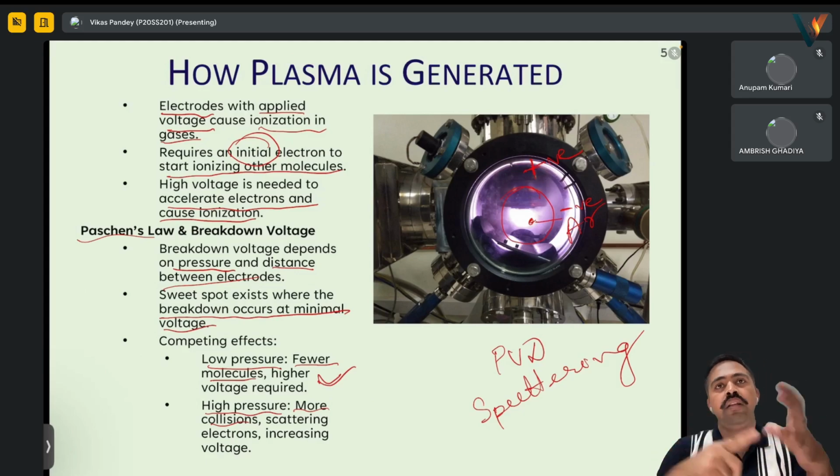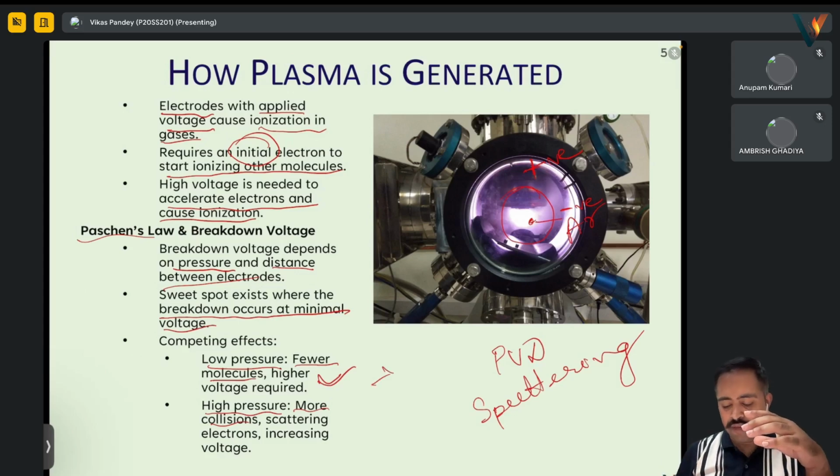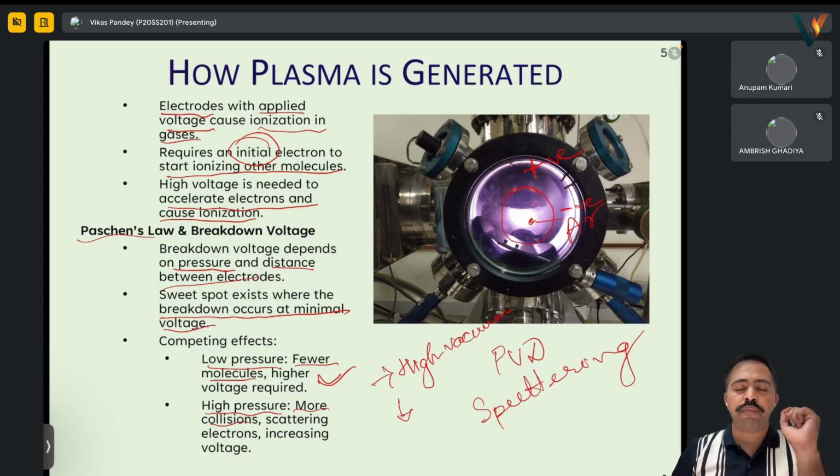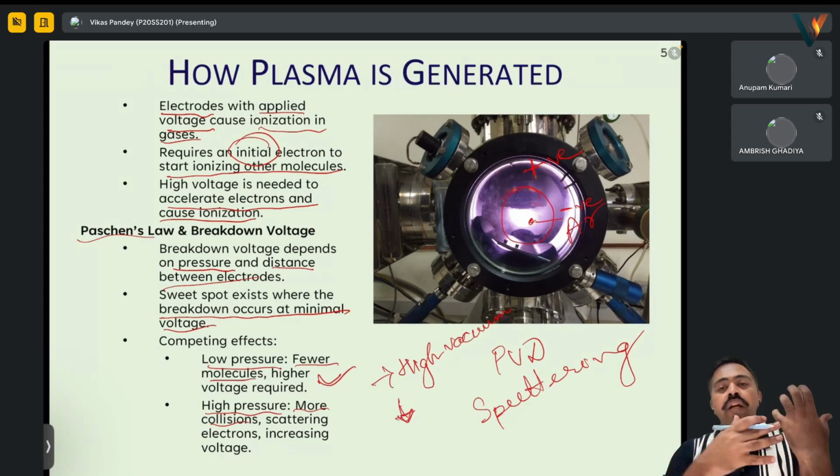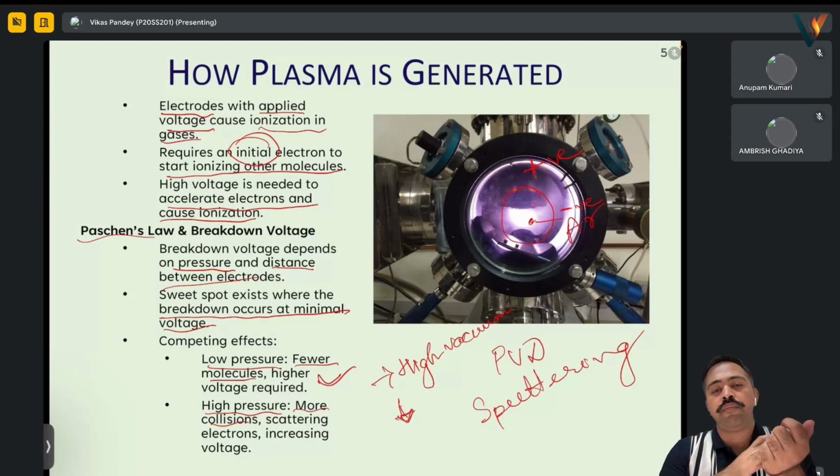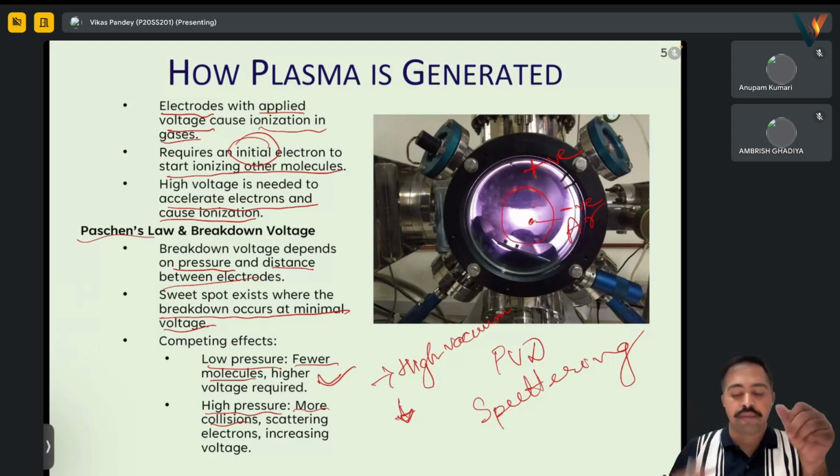So ideally what is done is that first a high vacuum is created, and then pure or ultra pure gas of whatever plasma we want is inserted, but in a limited quantity. That is how we maintain a low pressure in the space that we want the plasma of. Using that, we are able to generate our plasma.